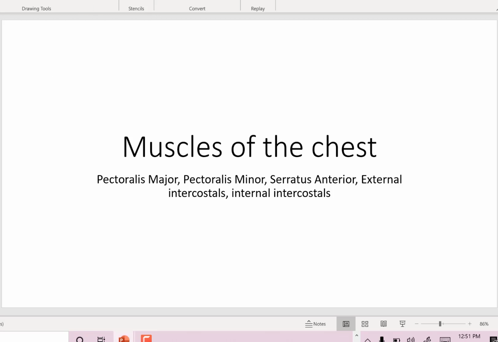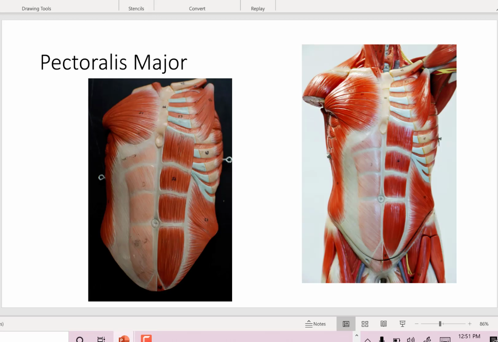The first muscle that I want to go over is the pectoralis major. And the pectoralis major, I'm going to outline it here in this purple color. That is the pectoralis major. On the picture on the slide to the right, I am also highlighting the pectoralis major.